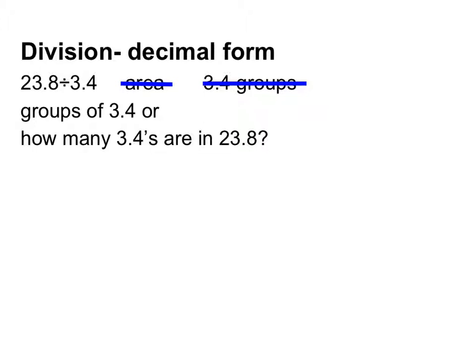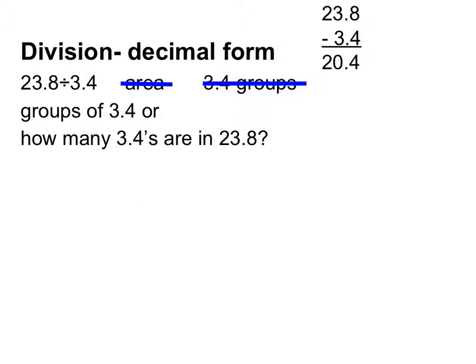So we've talked about that the two main ways to do this are repeated subtraction. Start with your 23 and 8/10 and subtract 3.4 as many times as you can, or start by adding 3.4 as many times as you can to get up to or close to 23 and 8/10. So repeated subtraction. It's going to take a couple of subtractions to get through this. So I put it up at the top.